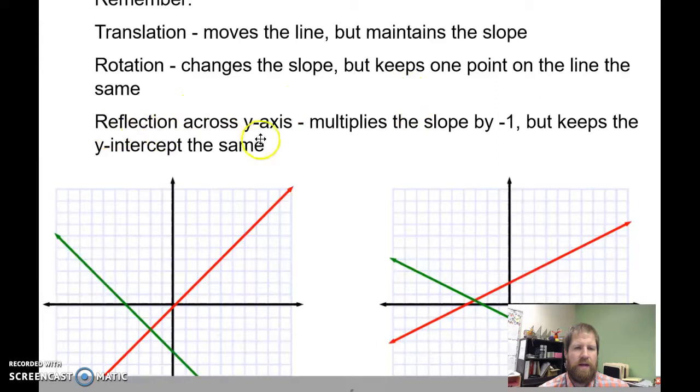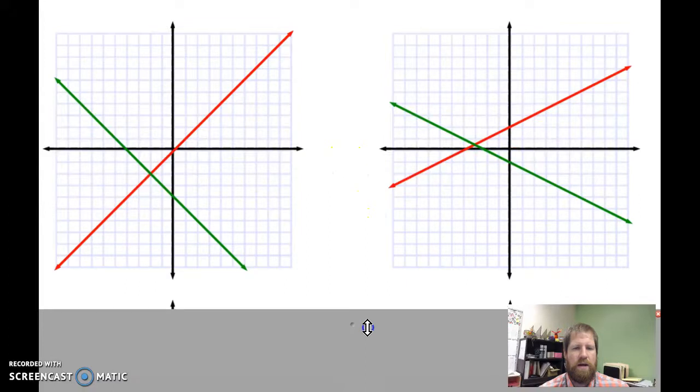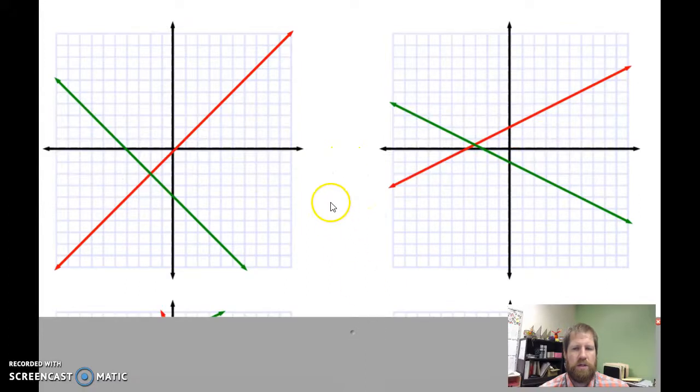The last one, reflection across the y-axis, changes the slope but in a specific way. If it's a positive slope, it becomes negative. If it's a negative slope, it becomes positive. But either way, the y-intercept stays the same. So keep those in mind when you're looking at these equations.